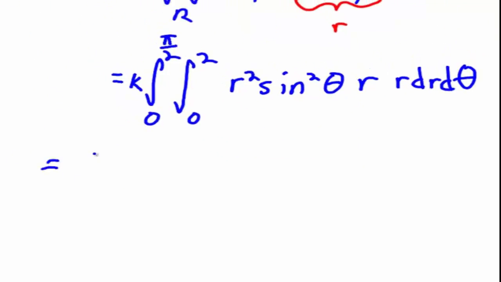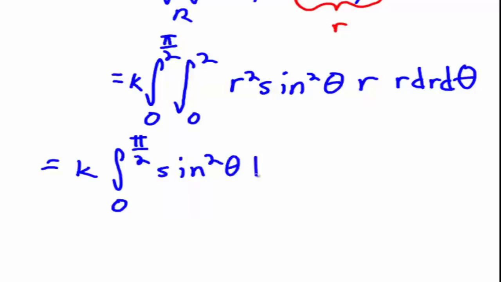Okay. You could break this up into a couple of integrals. The integral from 0 to pi over 2 of sine squared theta d theta. And of course, we're going to take the product of these two integrals. The integral from 0 to 2, it's r to the 4th altogether, dr.